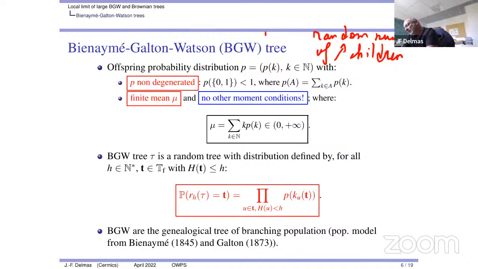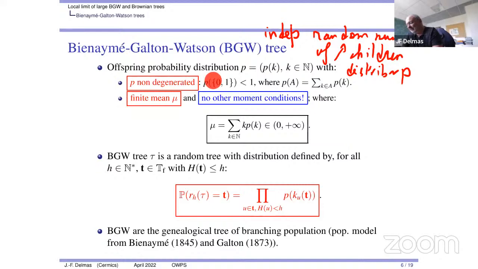Independent random number of children, which is distributed according to p. We assume that this offspring distribution p is not degenerate, which means that it is not concentrated on 0 and 1. So we really have a non-trivial tree.